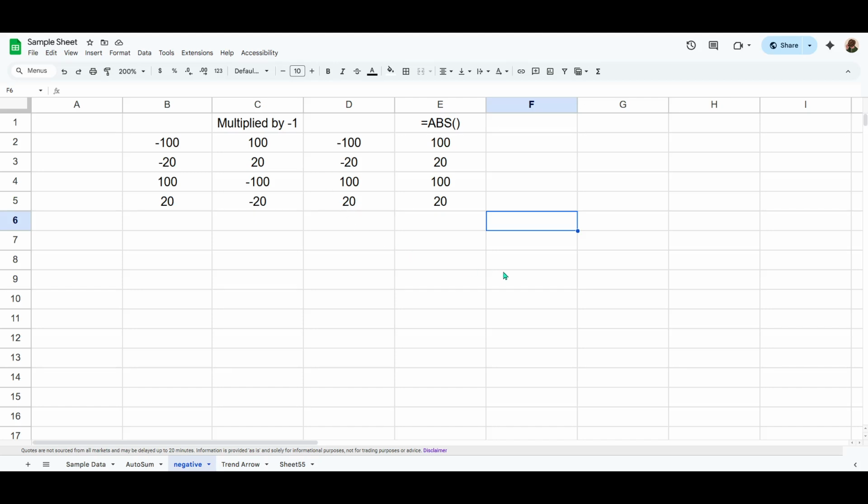So there you have it, two powerful methods to transform your negative numbers to positive in Google Sheets. Whether you choose to use the multiplication method for its versatility or the ABS function for its simplicity, you now have the tools you need to handle your data with confidence and precision.